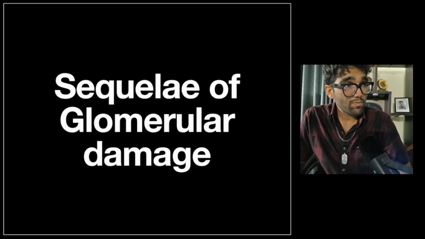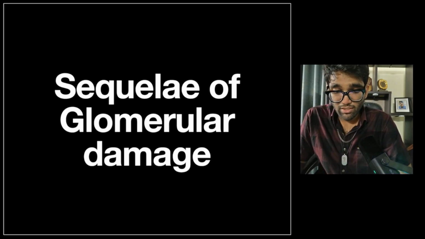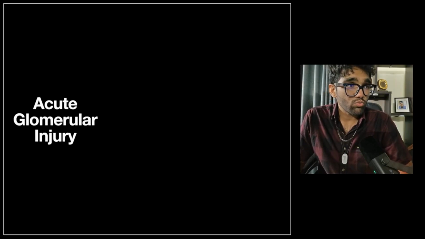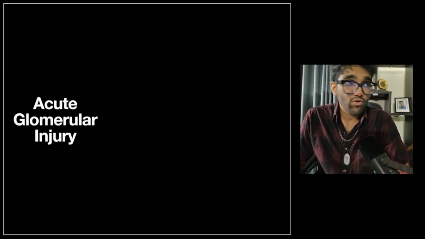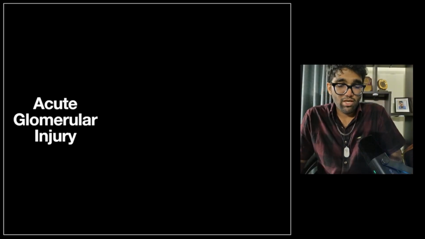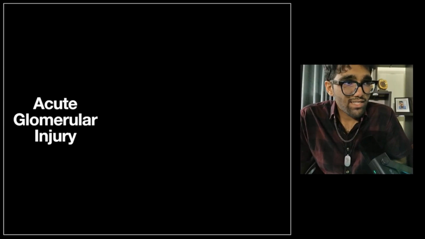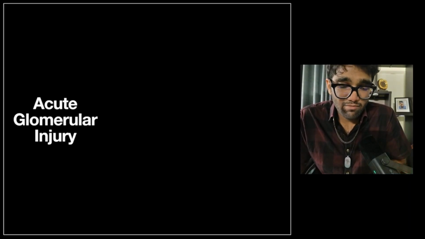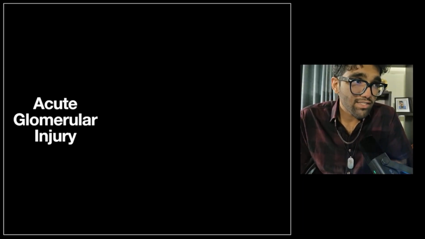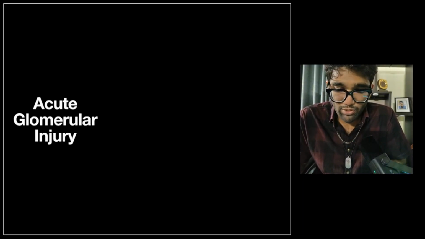Now, coming to the last part of this discussion, that is the sequelae of glomerular damage. So, I've divided them into two. What happens when there is acute glomerular damage, and what happens when there is chronic glomerular damage? Okay, and this essentially is in a way the path that leads to CKD. And how glomerular disease leads to CKD is what I'm going to try to describe.